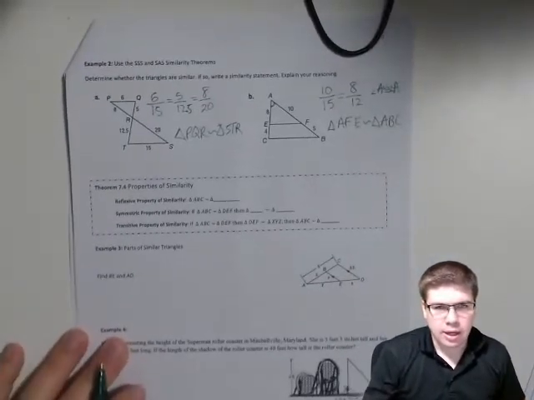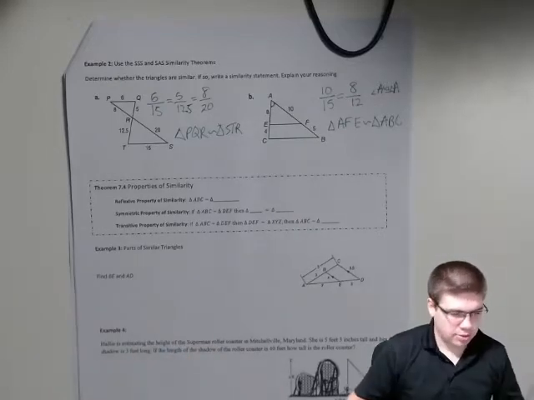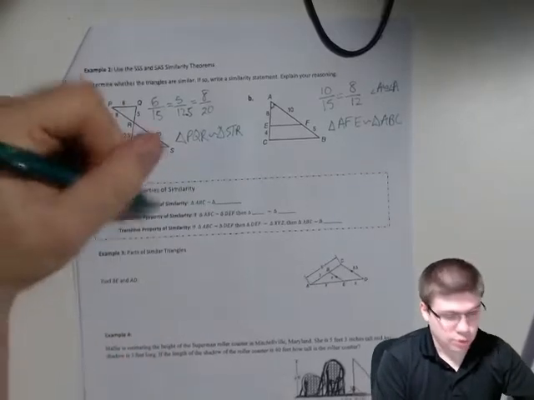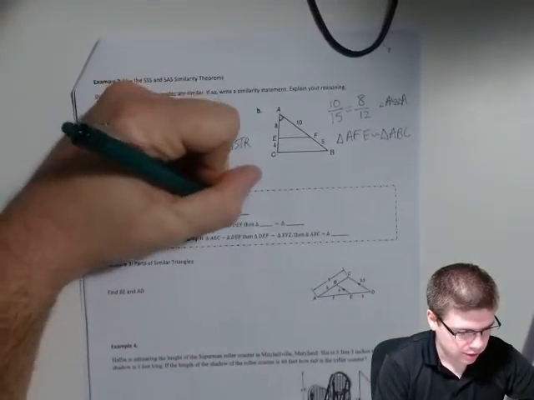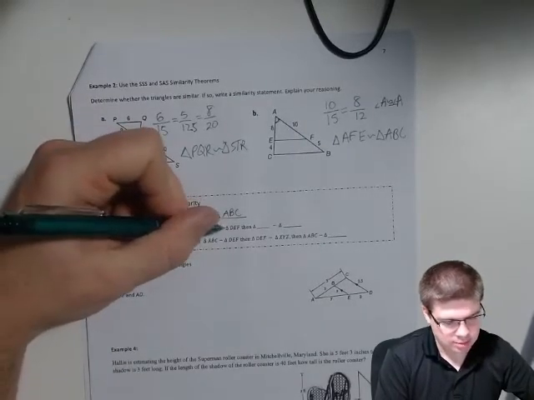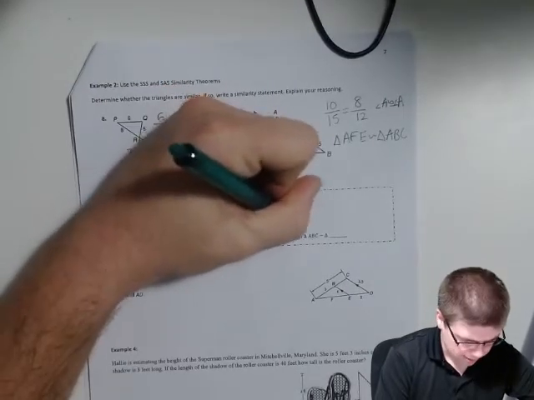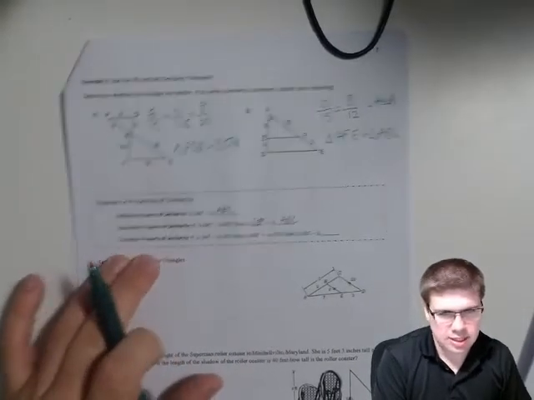All right, and then properties of similarity. These are similar to other properties of equality and congruence. So the reflexive property of similarity: triangle ABC is going to be similar to itself, triangle ABC. The symmetric property: if ABC is similar to DEF, then we know DEF is going to be similar to ABC. And then the more interesting one of those is the transitive property.